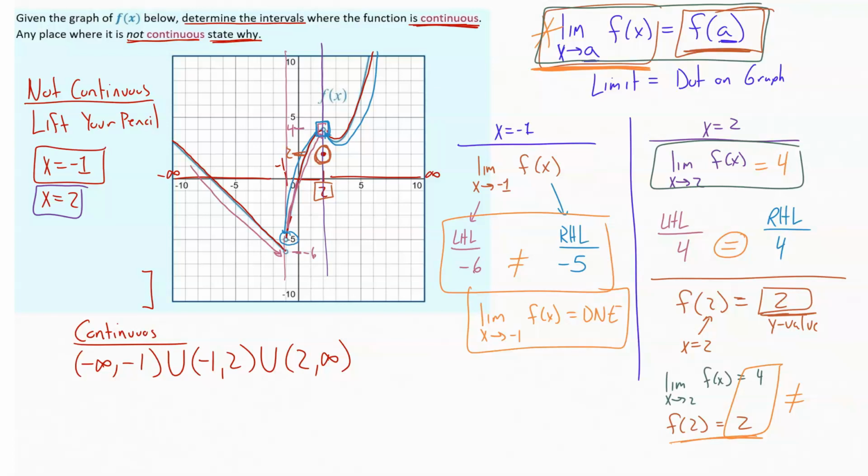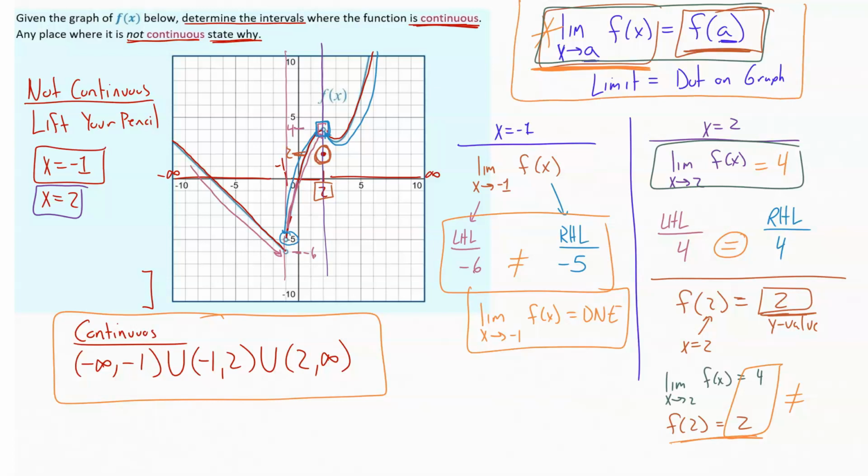So finding where it's continuous, just looking at the graph, finding the intervals, pretty straightforward. You just want to identify any place that you would have to lift your pencil to draw the graph as a place where it's not continuous, and then don't include those in your x interval. And then if you need to show why, it always goes back to that definition of what it means to be continuous. You have to show the limit equals the dot on the graph, and if it fails either one of those situations, then that is why it is not continuous.